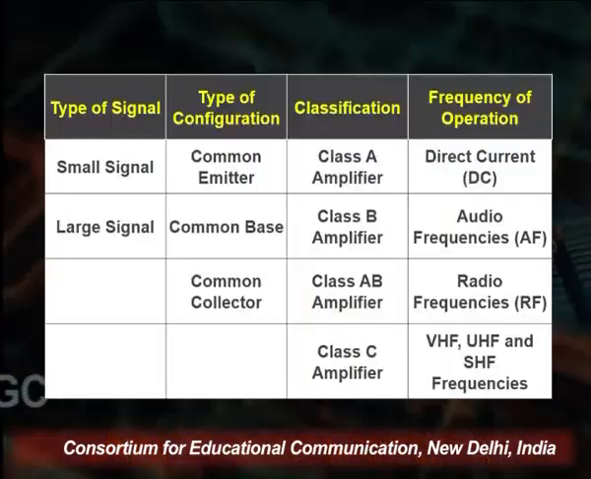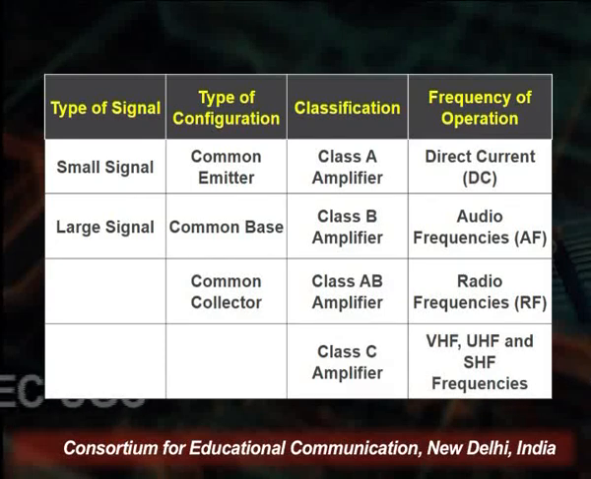Now the classification of the amplifier. The amplifier is classified according to the type of signal, the type of configuration, its class (class A, class B), and the frequency of operation. For a small signal, the configuration we take is the common emitter, and the classification is the class A amplifier. Then the direct current is the frequency of operation.